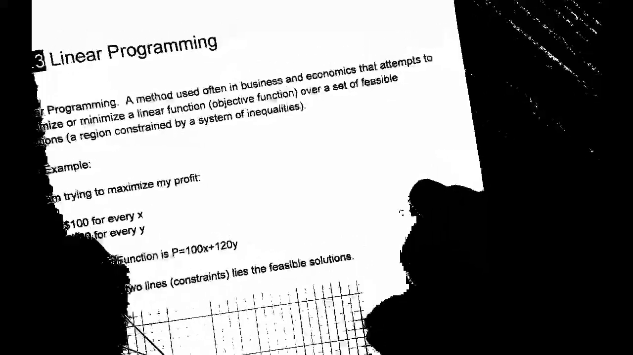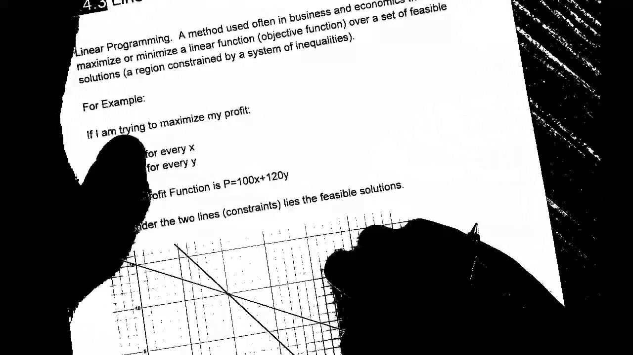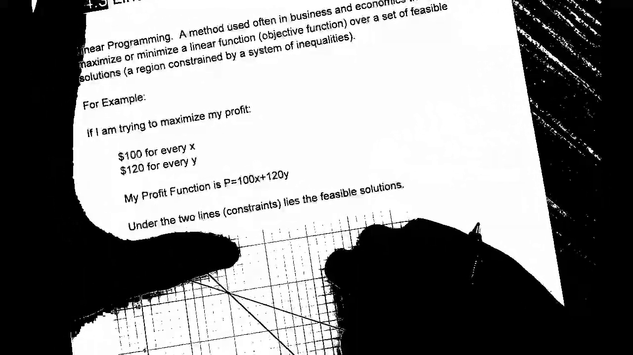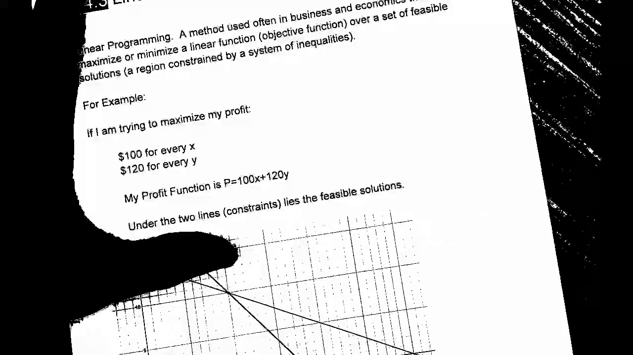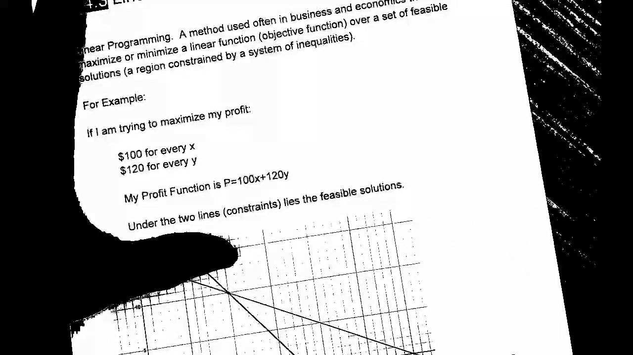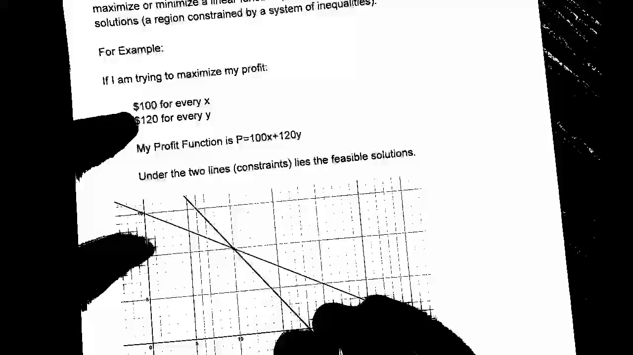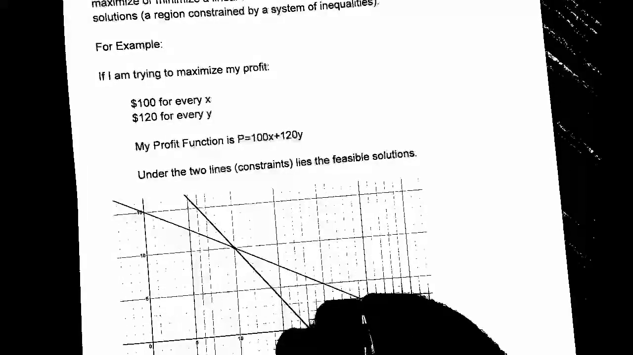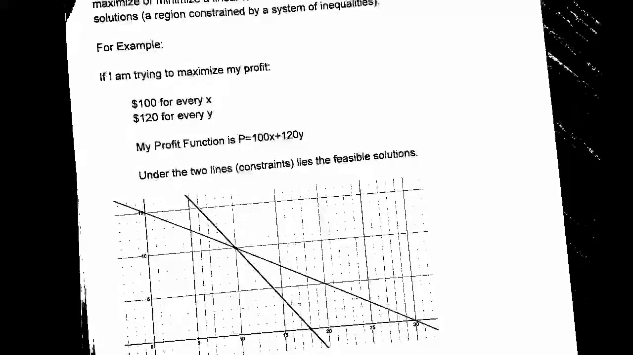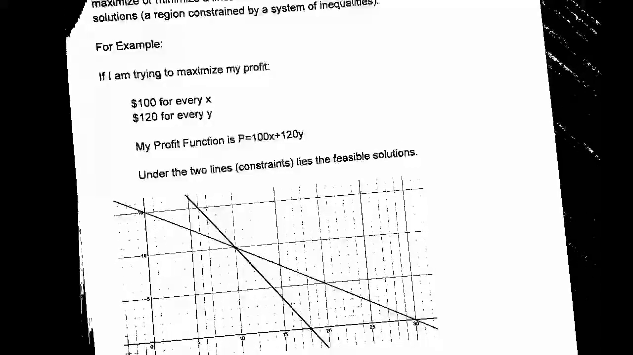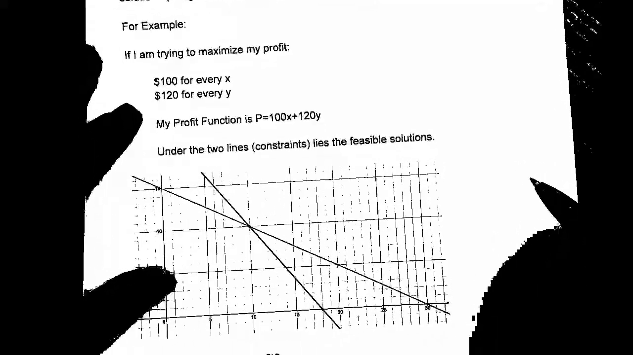Last section, linear programming. Linear programming, a method used often in business and economics that attempts to maximize or minimize a linear function over a set of feasible solutions, a region constrained by a system of inequalities. For example, I'm trying to maximize for profit. I get $100 for every x and $120 for every y. My profit function is p equals 100x plus 120y.